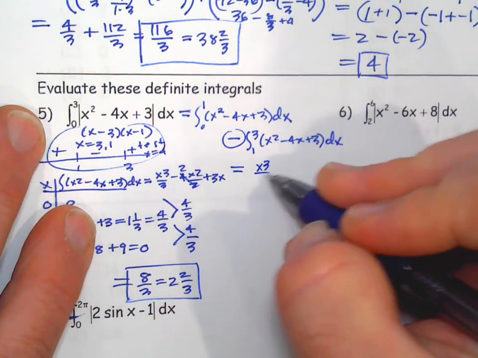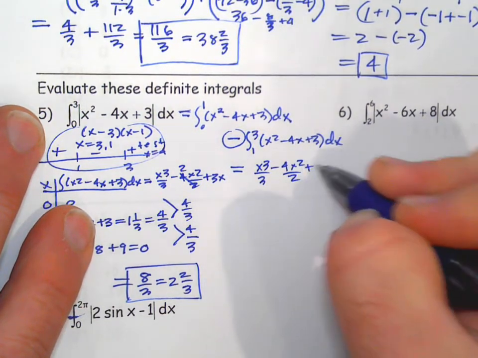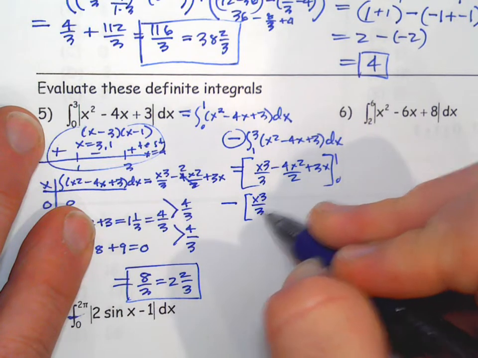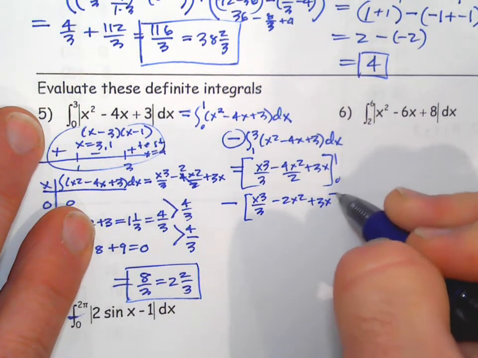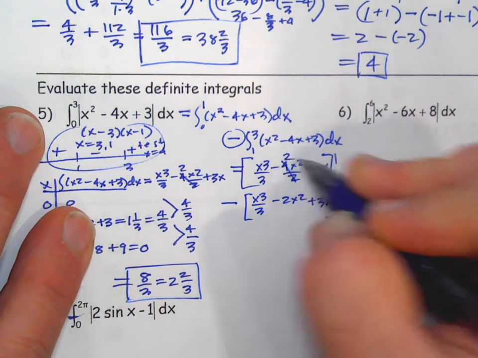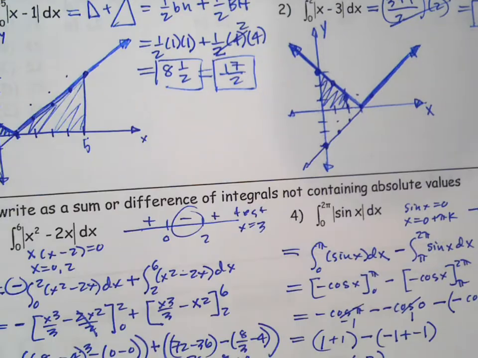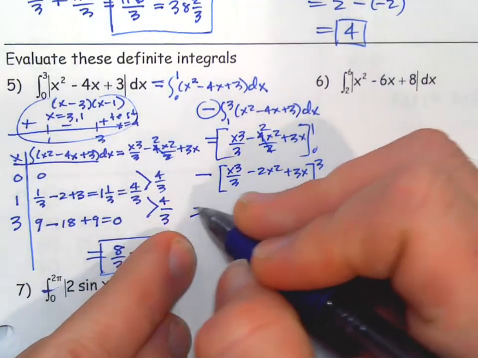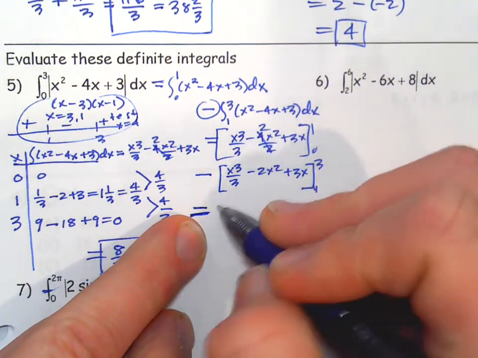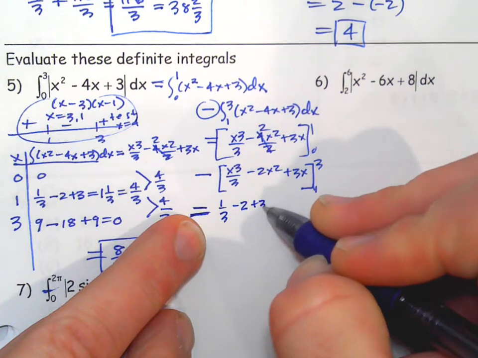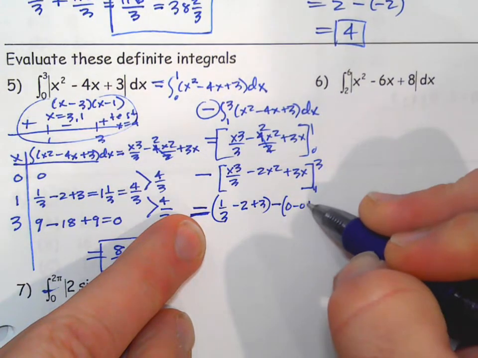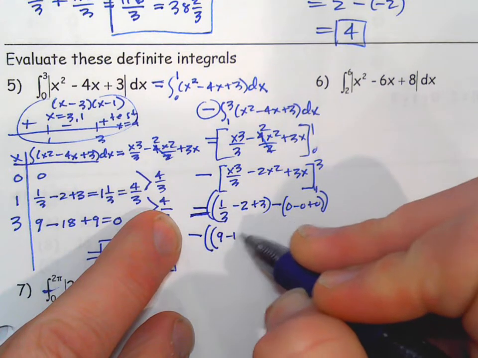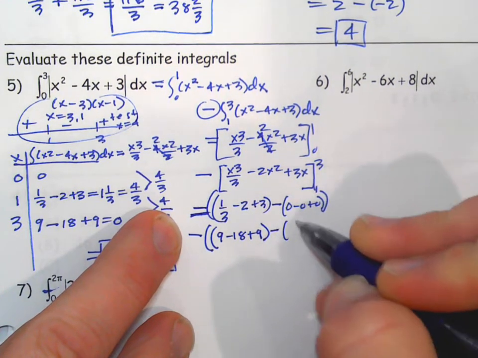So it's going to be x cubed over 3 minus 4x squared over 2 plus 3x. And then plug the limits in, and it's going to be minus the same thing, x cubed over 3 minus 2x squared plus 3x, and this one's going to be 1 to 3. So keep going with this. Let's see. We've got to plug limits in. So we have 1/3 minus 2 plus 3 minus 0 minus 0 plus 0, minus plug 3 in. I'm going to get 9 minus 18 plus 9 minus 1/3 minus 2 plus 3.